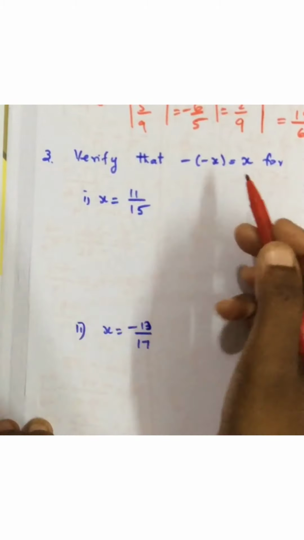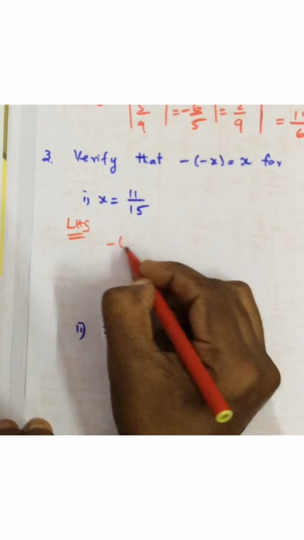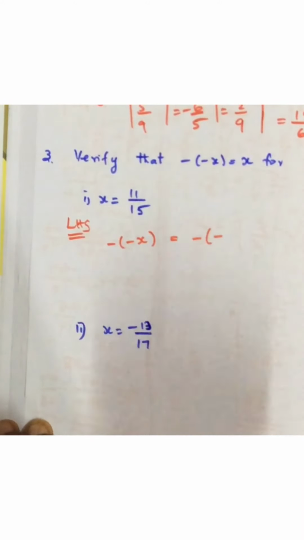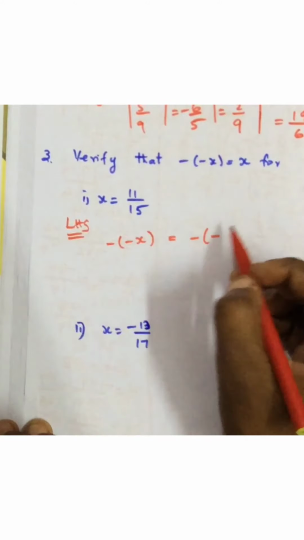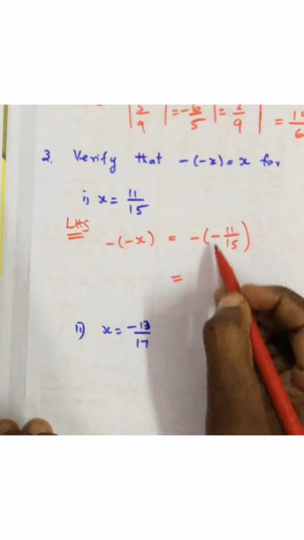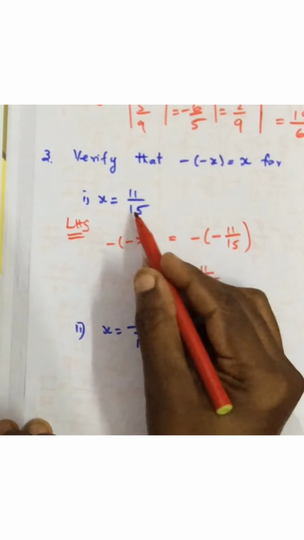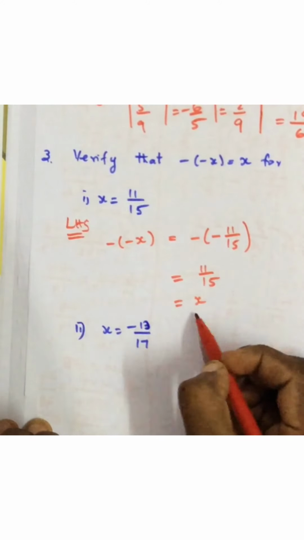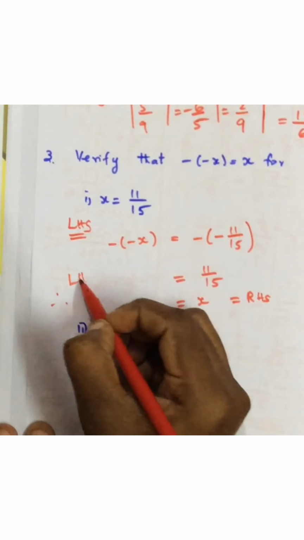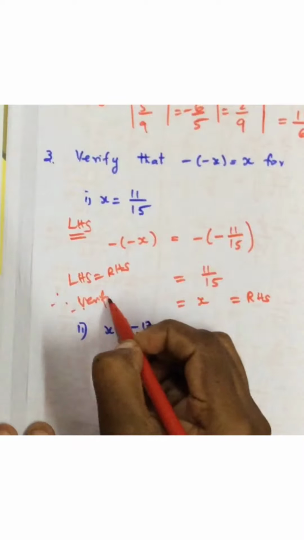It's very simple. First we can start with the left hand side. What is the left hand side? Minus of minus x, that is equal to minus of minus. What is x here? x is 11 by 15. Minus into minus becomes plus, so 11 by 15, that is equal to x, which is given, which is equal to the right hand side. So left hand side equals right hand side, therefore verified.